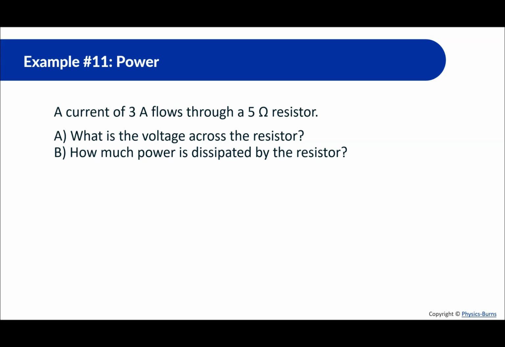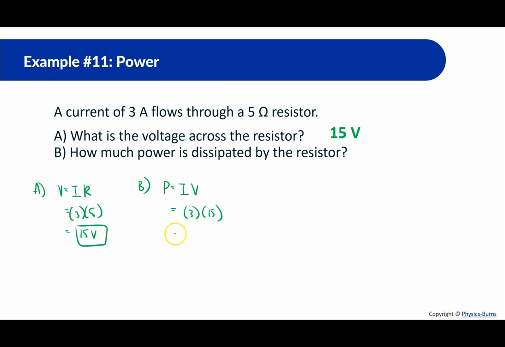Moving on. A current of 3 amps flows through a 5 ohm resistor. A, what is the voltage across the resistor? B, how much power is dissipated by the resistor? All right, so A, we're going to have to use Ohm's law. V equals IR, and we're looking for voltage. So I is 3, R is 5. The voltage is going to be 15 volts. Okay, that's A. Now that we have volts, we can find how much power is dissipated by the resistor. Power is equal to current times voltage. Current is 3, voltage is 15. Power is going to be 45 watts.